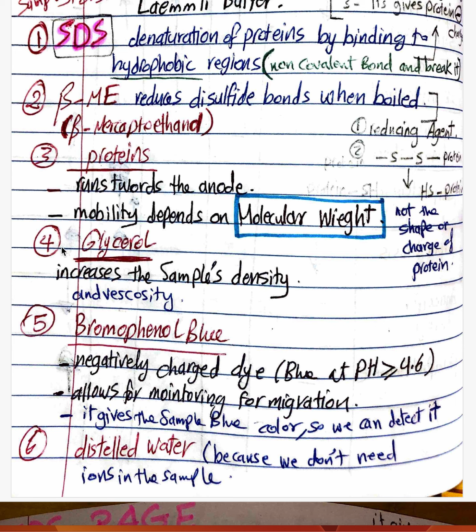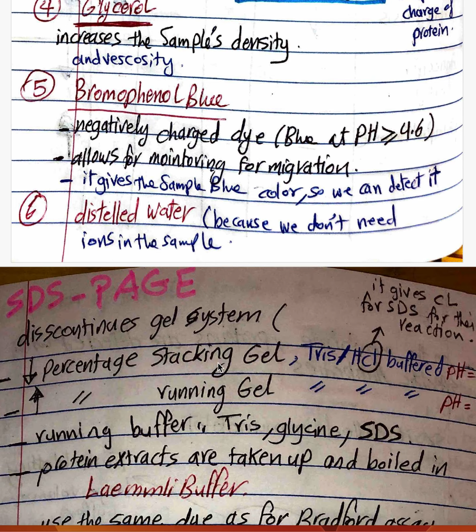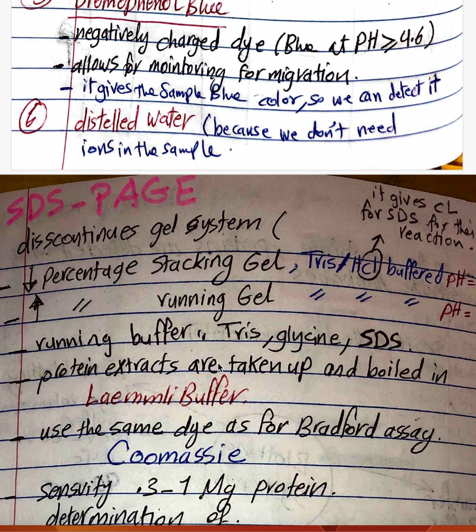So now I will repeat some of them again. Okay, I don't want to just repeat everything. I will just focus on the glycerol because I didn't talk too much about it. Glycerol increases the density of this sample. Bromophenol blue, as is important from its name, gives a blue color when the pH is above 4.6, and the distilled water is used because we don't need any ions inside it.